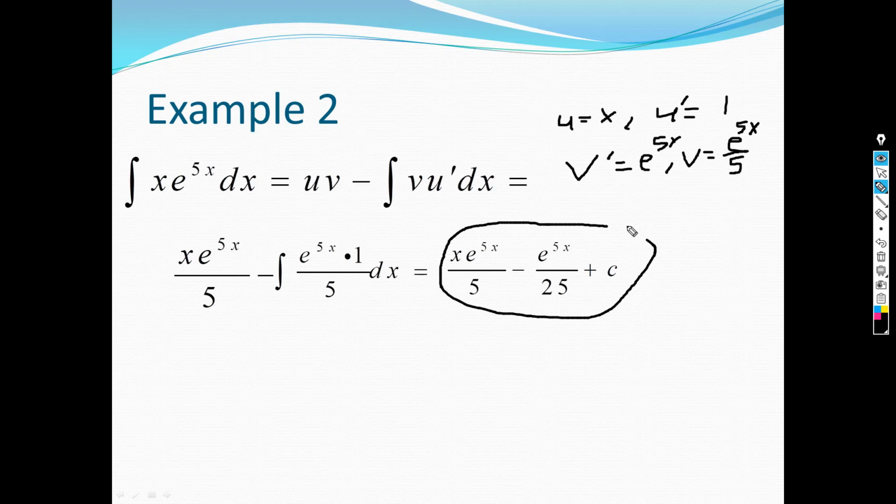Okay. And again, in some problems, not always, but in a lot of problems, you can easily check your answer by simply taking the derivative of your answer, and you should get the integrand right here.